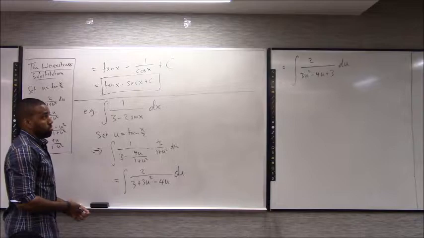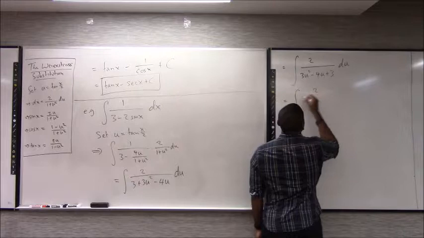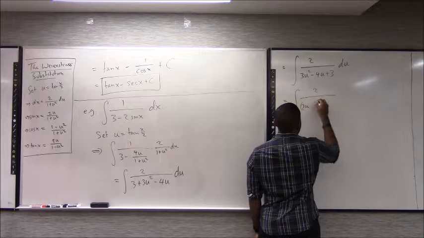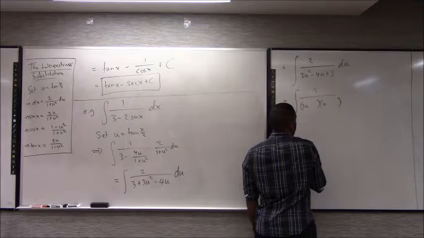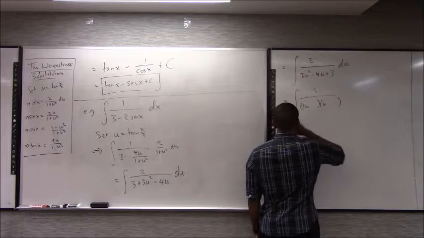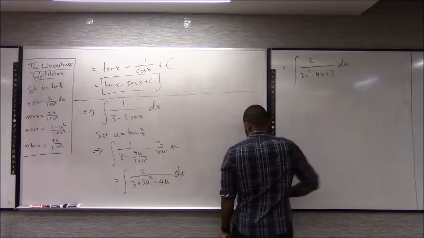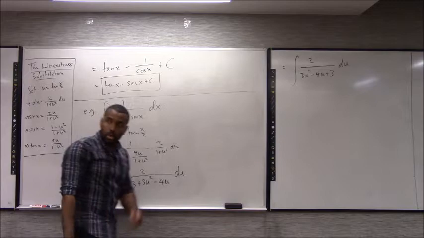Does it factor? No. Because it would be like 3u and u, and what would we have to have? To get this, it'd have to be a 3 and a 1, and that's not going to work out. You can't put the 3 here because 3 is not a common term. 3 here is going to give you a 9 and a 1. So it doesn't work to factor here, although that would be my first thought, to try to factor and do partial fractions. Knowing that it doesn't factor, what now?